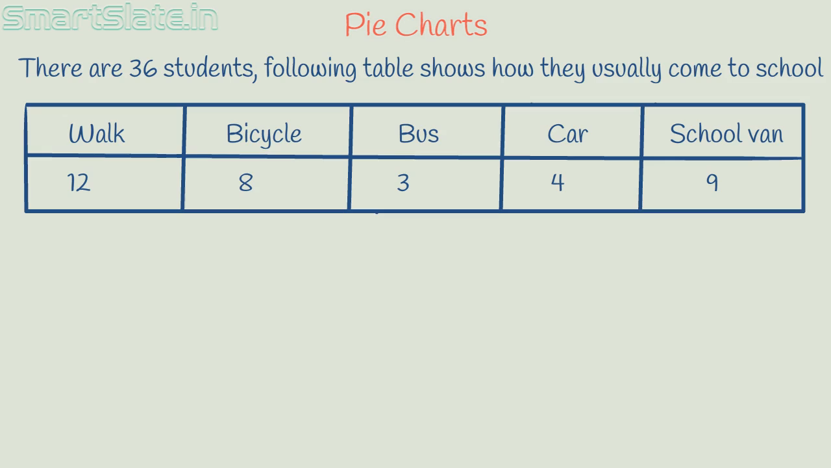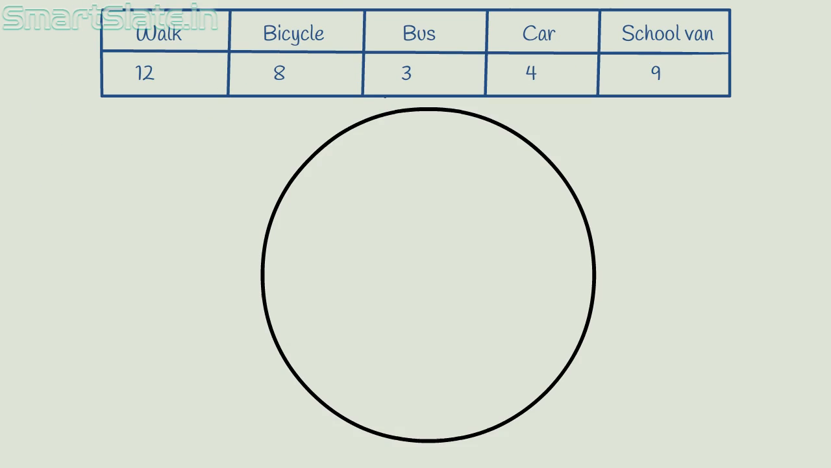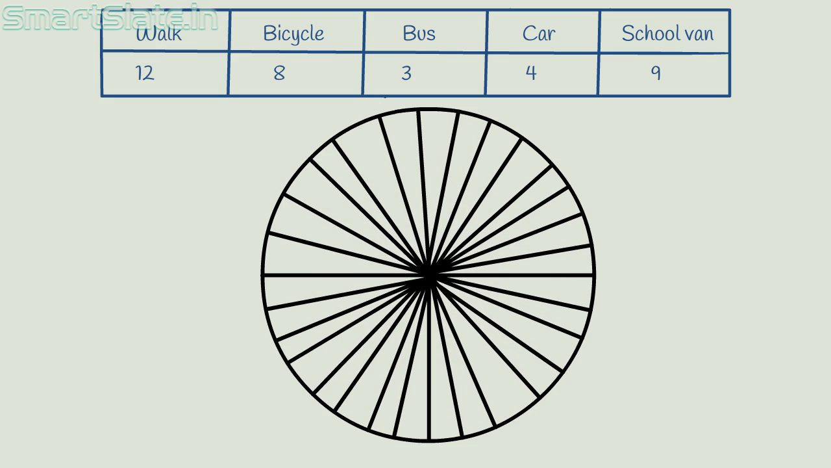There are 36 students. This circle represents the total number of students. We will be dividing this circle into sectors which represent students who prefer different logistics to reach school. Since there are 36 students and the complete circle makes an angle of 360 degrees, each student can be represented by a sector which makes an angle of 10 degrees.